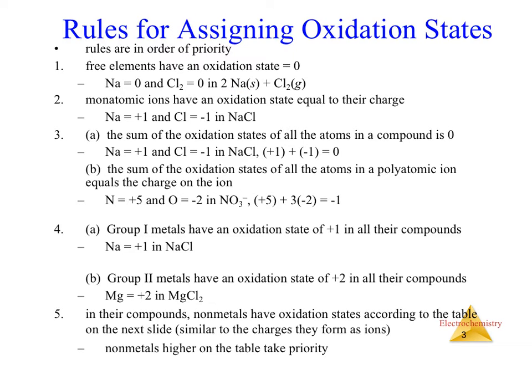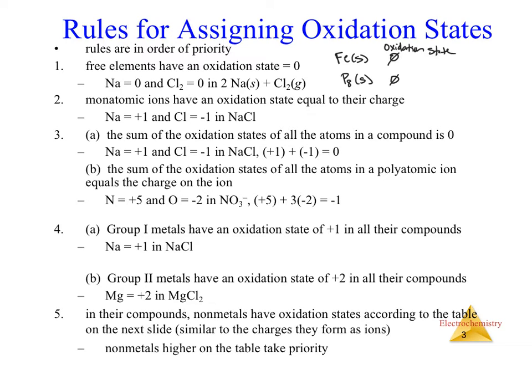Other examples for rule 1. If I have iron solid, the oxidation state is 0. If I have phosphorus, which comes as an 8-member ring, the oxidation state is 0. So any element by itself has an oxidation state of 0.